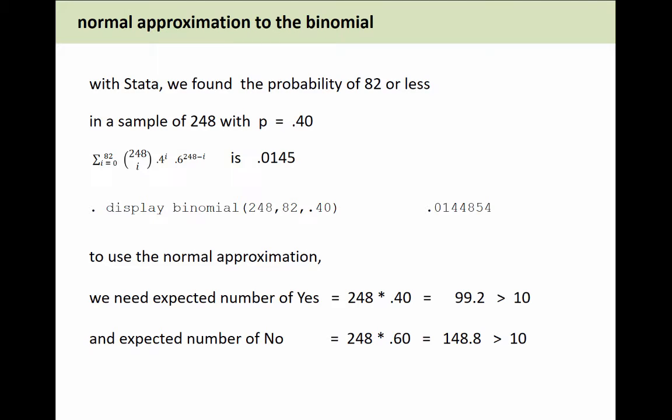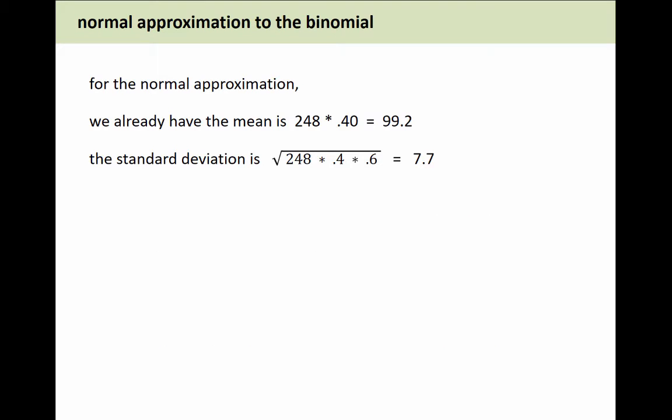Now, to use the normal approximation, the first thing you have to do is work out the expected number of yes and no. For our sample size of 248, with probabilities of 0.40 and 0.60, both of these expected counts are well greater than 10. So we're going to be okay if we want to use the normal approximation. We don't have to. We already know the answer, but let's see how this works.